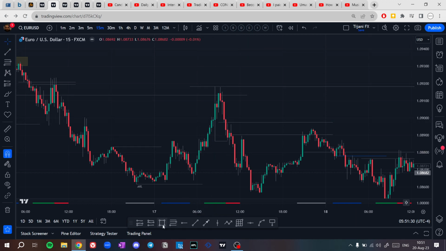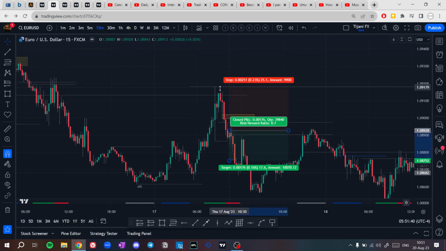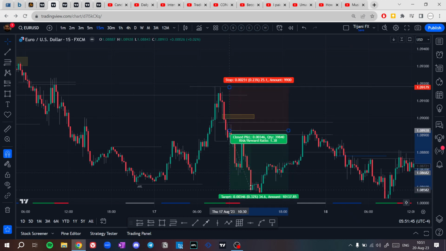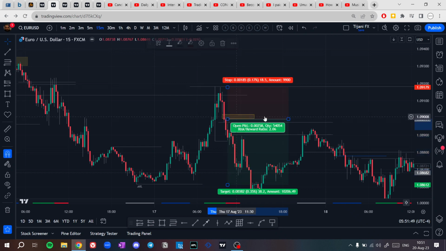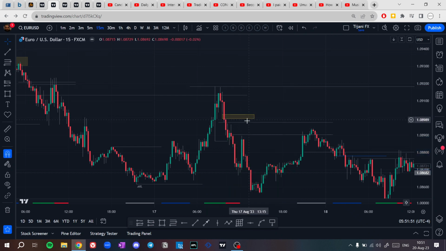I was waiting for this fair value gap to be filled to take a sell entry here. The stop loss here, targeting this low here, but price never filled me in.